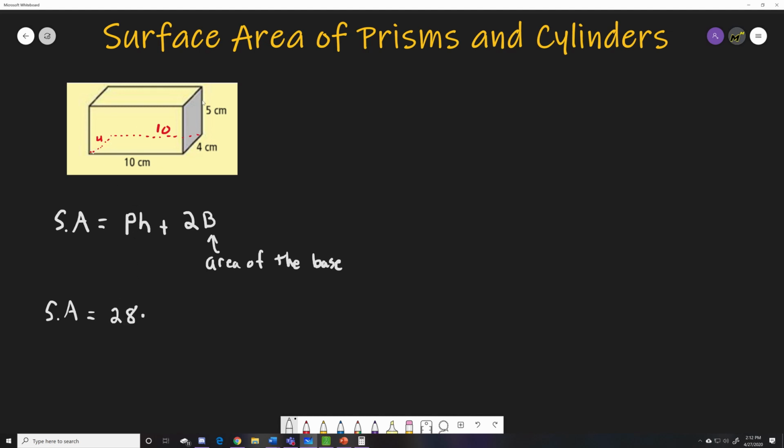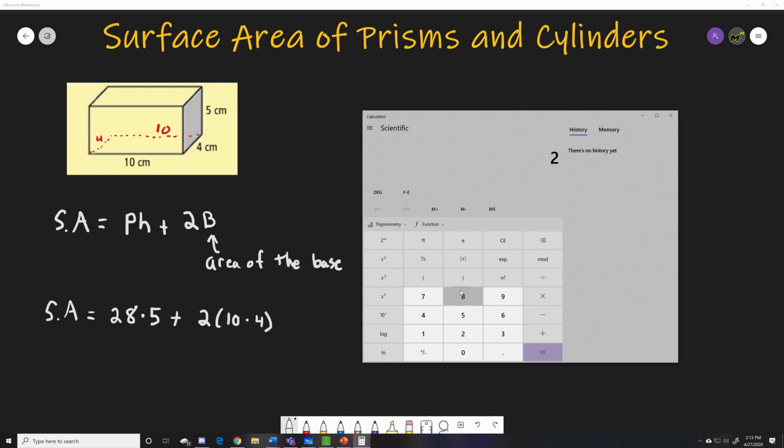The height would be 5 then. And then 2b, so 2 times the area of the base, which would be area of a rectangle is base times height, so that's 10 times 4 in this case. Alright, and there we go, we have it set up. And so you could do some mental math, you could type it in quickly. Let's go ahead and just type it in quickly.